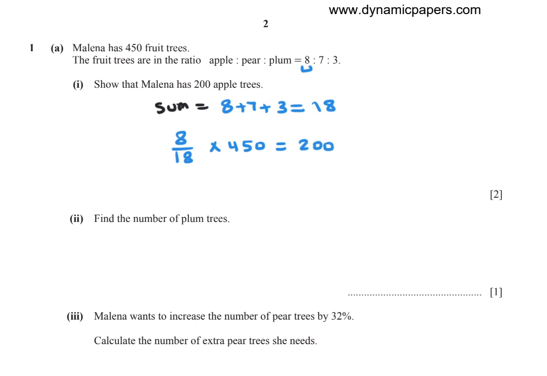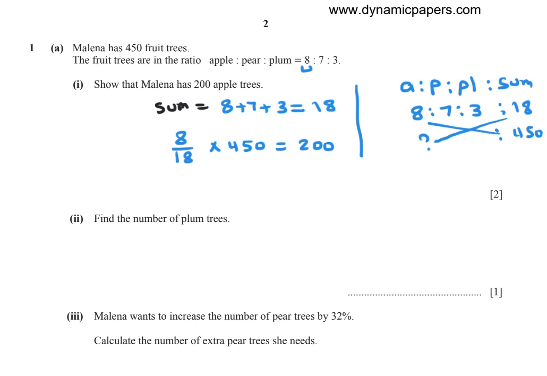Or you can use the cross multiply method. Apple, pear, plum, 8 to 7 to 3, and the sum is 18, which corresponds to 450, and we need to find the number of apples, so cross multiply, so you can do that.